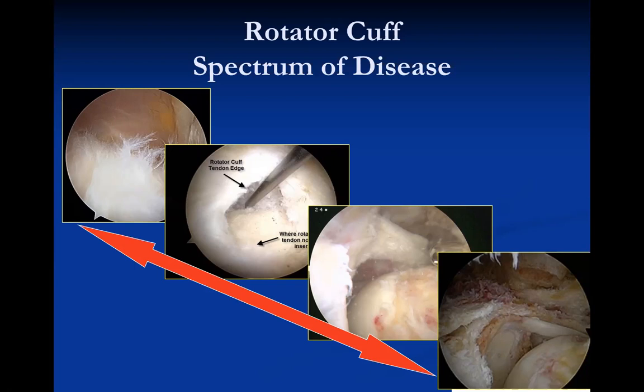So again, from a partially torn rotator cuff to a small tear to a large tear, and what we often call a massive tear, which involves multiple tendons. The picture on the far right shows both supraspinatus and infraspinatus torn from their anatomic attachment points.